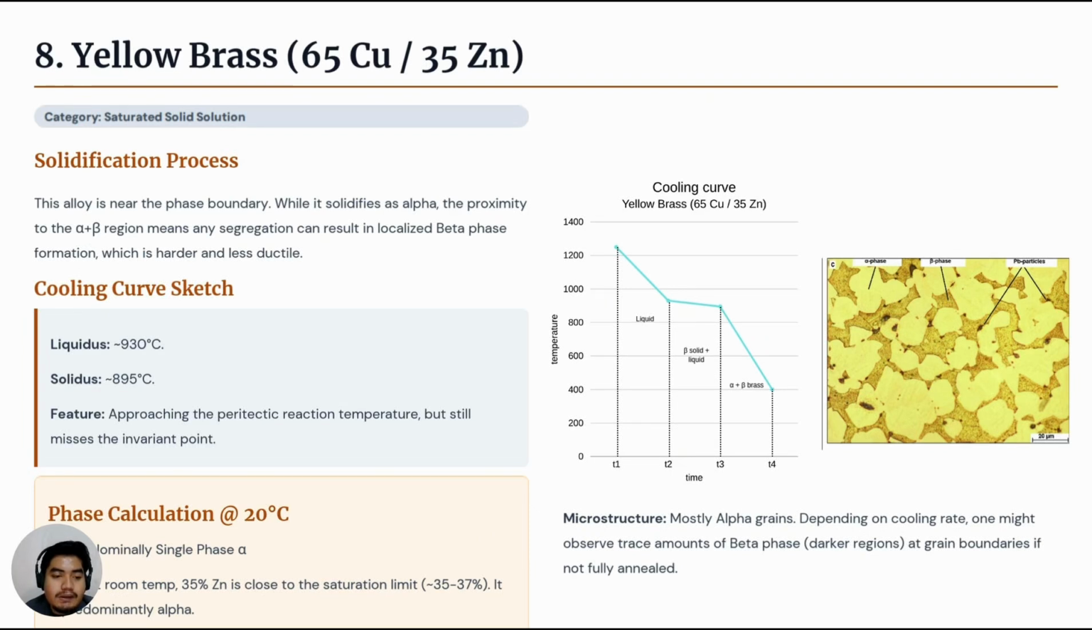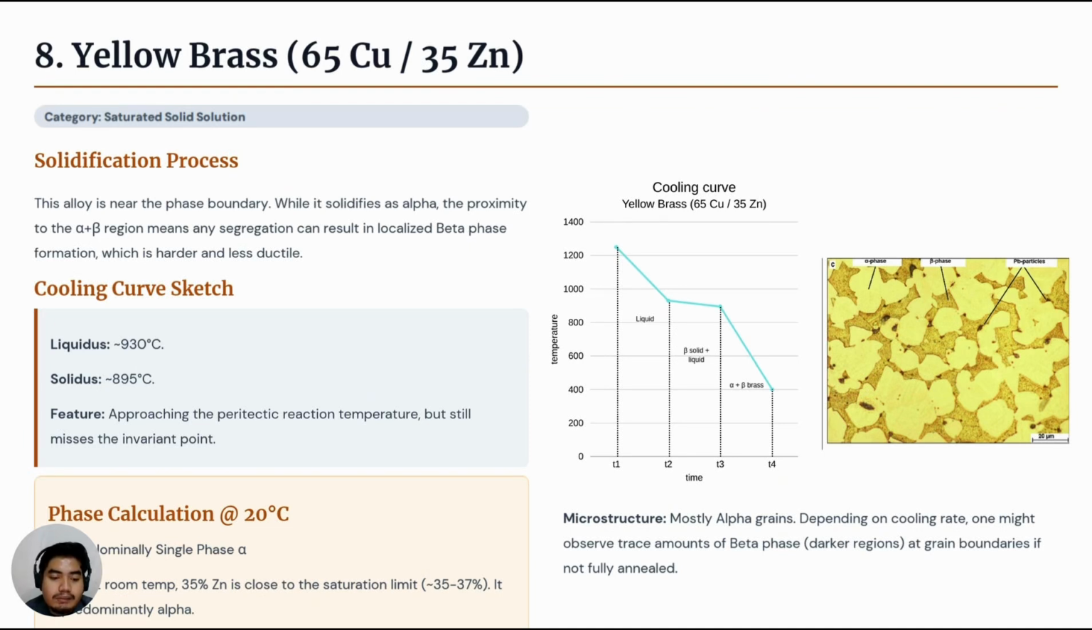Phase calculation at 220 degrees Celsius, at room temperature. 35% zinc is very close to the solubility limit of the alpha phase, so the alloy is nominally single-phase alpha, although trace amounts of beta phase may remain if the material is not fully annealed.